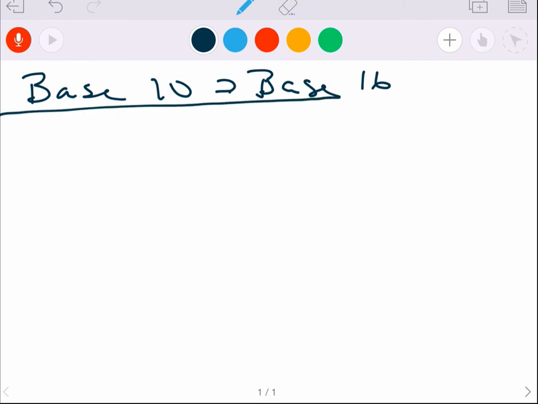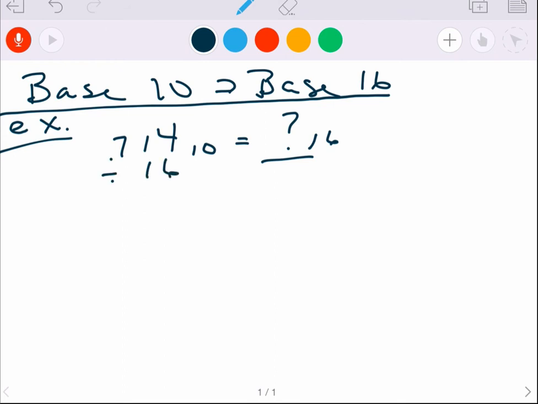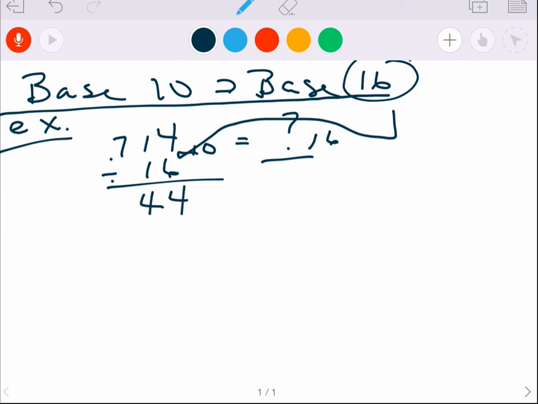Okay, so what if we have a base 10 number and we want to go to base 16? So the example I have is we have 714 in base 10 and we want to know what that is in base 16. So what do we divide by? Well, we're going to base 16, so that is what we divide by. I'll do this first one for you. 714 divided by 16 is 44, remainder 10.